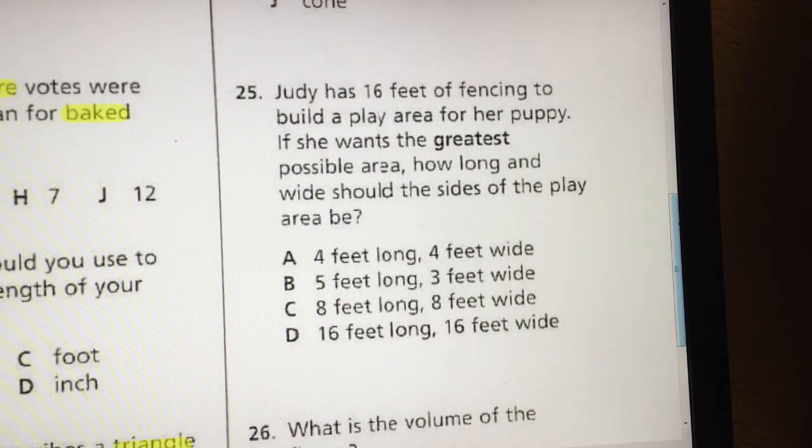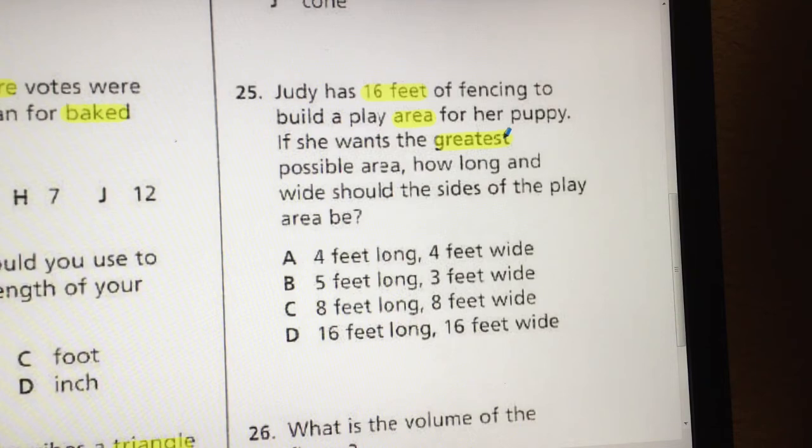Number 25, Judy has 16 feet of fencing to build a play area for her puppy. Ooh, so she went to Big R and got 16 feet. If she wants the greatest possible area, how long and how wide should the sides of the play area be? Okay, so she has 16 feet to work with. And she's talking about area, and she wants the greatest. So remember, area, not perimeter. We're not talking about going around, right? Okay, so she's talking about the inside of it. But she has to be careful because she can only use 16 feet of it.